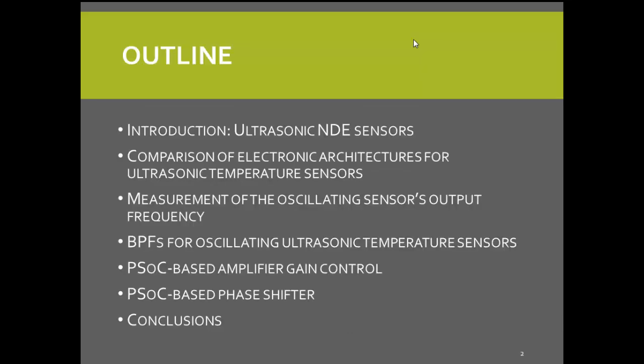Okay, so that's my presentation outline. I will start with some introduction about ultrasonic thermometry, and then there will be some comparison between different architectures of ultrasonic temperature sensors. And there will be some background about how I measured the frequency of the ultrasound, and then the use of bandpass filter in the loop, and then I will talk briefly about the PSOC, which is the microcontroller I used in my project and research, and then there will be some conclusions.